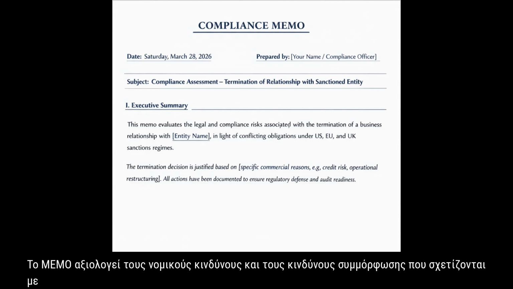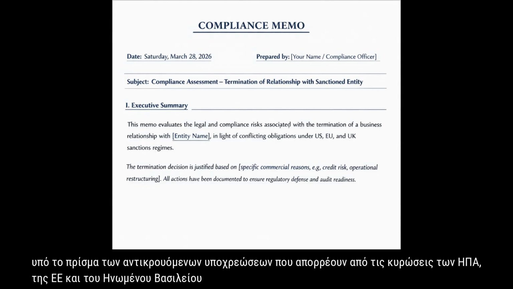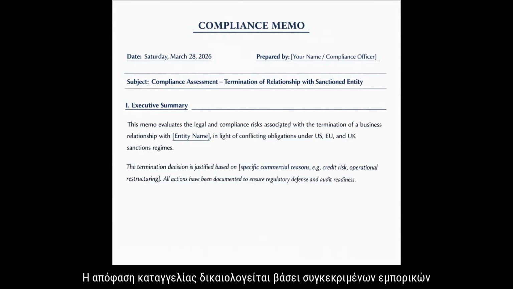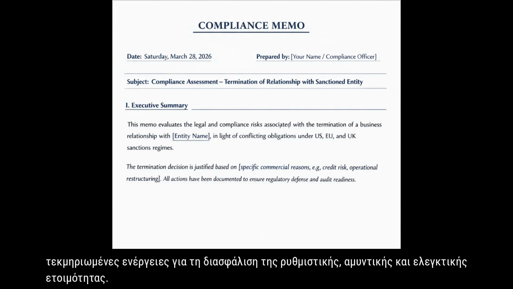1. Executive Summary: This memo evaluates the legal and compliance risks associated with the termination of a business relationship with entity name, in light of conflicting obligations under US, EU, and UK sanctions regimes. The termination decision is justified based on specific commercial reasons, e.g., credit risk, operational restructuring, with all actions documented to ensure regulatory defense and audit readiness.